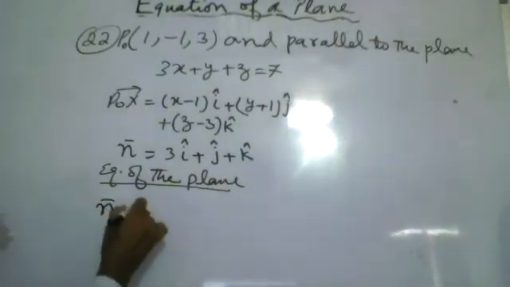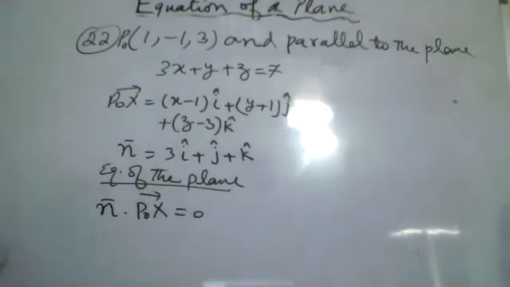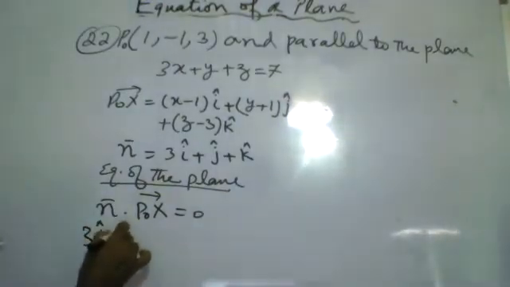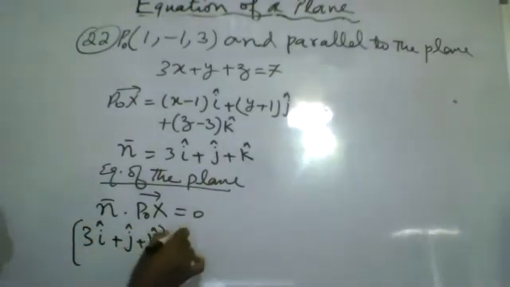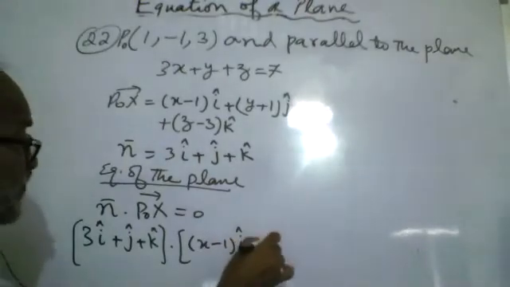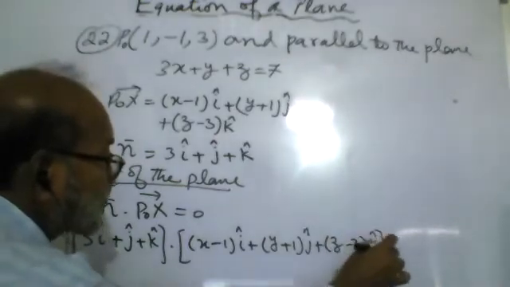Now find the equation. Equation of plane will be n dot P naught x equal to 0. n is equal to 3i plus j plus k, dot, this is x minus 1 i plus y plus 1 j plus z minus 3 k, equal to 0.